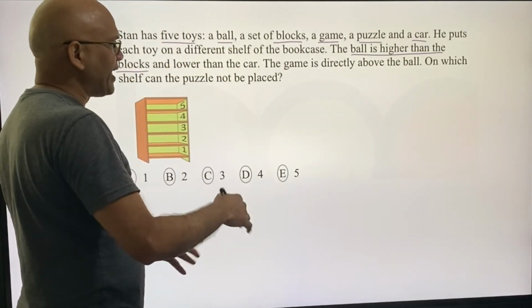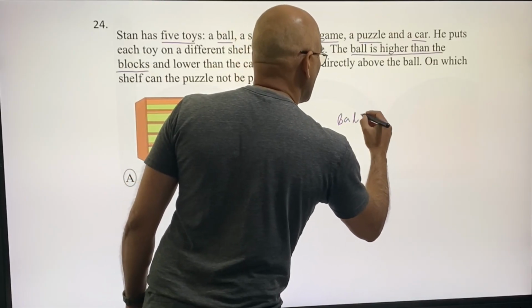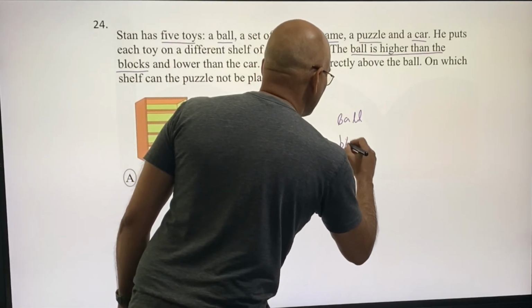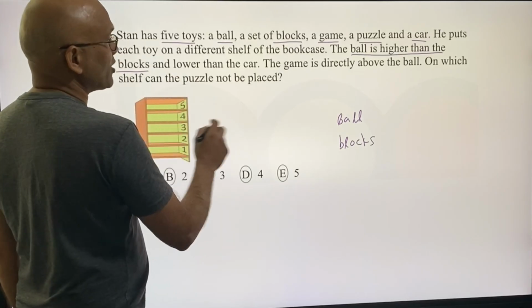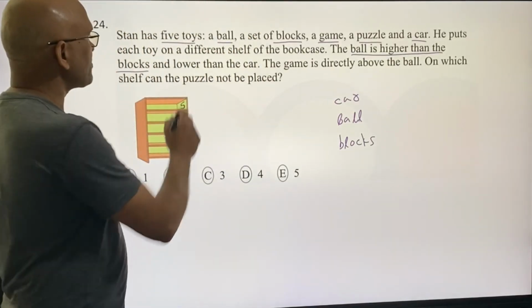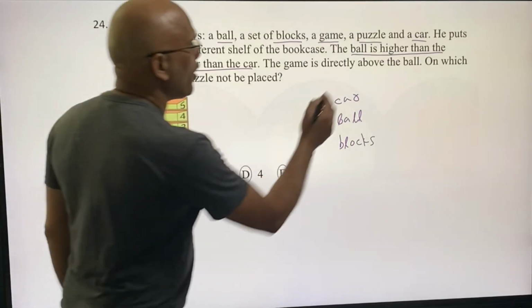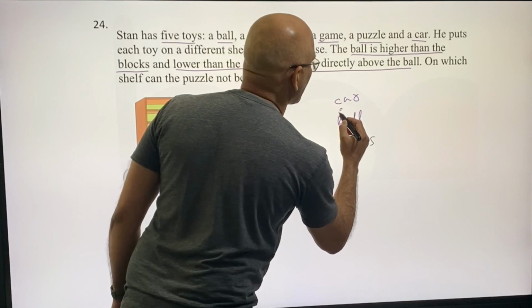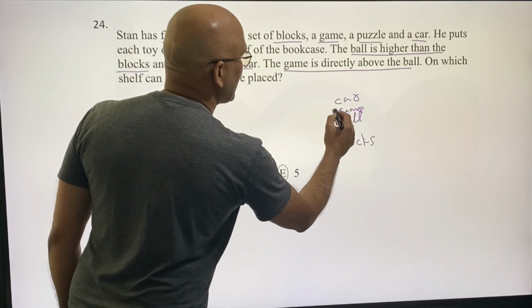So let me start writing it down. The ball is higher than the blocks, so the blocks have to go below. And the ball is lower than the car, so the car has to go on the top. Now the game is directly above the ball, so the game has to go here.